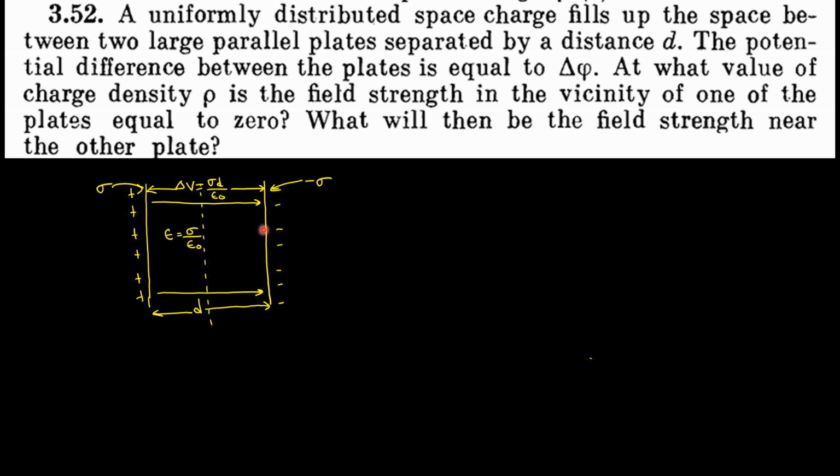Now, what is the electric field at the negative plate? The electric field at the negative plate is the same, sigma by epsilon naught in this direction. Similarly, what is the electric field at the positive plate? The electric field at the positive plate is also sigma by epsilon naught, in this direction. This much you already know.